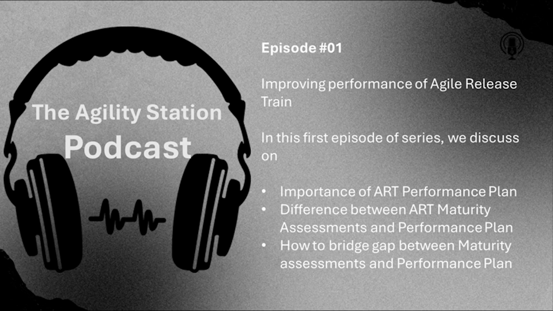So here we will specifically be discussing why it's essential to define an approach for ART performance, how it differs from ART maturity assessments, and how we can bridge the gap between these two. So, without wasting time, let's start with our discussion on what is meant by an ART performance improvement plan and why it's important for an organization to define a clear approach towards improving the performance of an agile release train. Hey Vinod, what is your take on it?